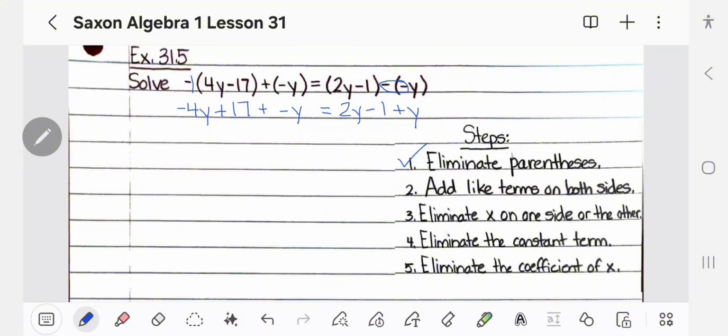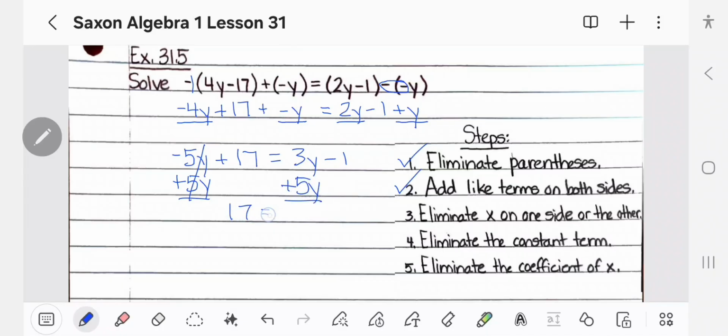Let's add like terms on both sides. Here I have a -4y and a -y. So that's like -4y plus another -1y, which would be -5y. And then plus 17 equals 2y plus a y. That's going to be 3y, and then -1. We've combined our like terms on both sides. Let's eliminate the y on one side or the other. So the variable, I can add 5y or I can subtract 3y. Let's add 5y to both sides.